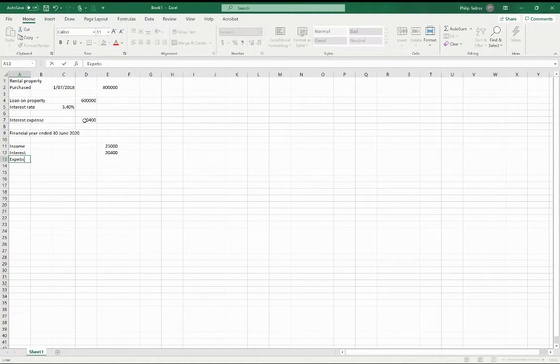expenses in relation to your rental property. So you have your outgoings like council rates, water rates, insurance, land tax, and so on. Let's say they amount to $6,000. So what you're looking at is your net rent, and I'm doing a formula here. So income minus the interest minus the expenses. So there's a little loss of $1,400.